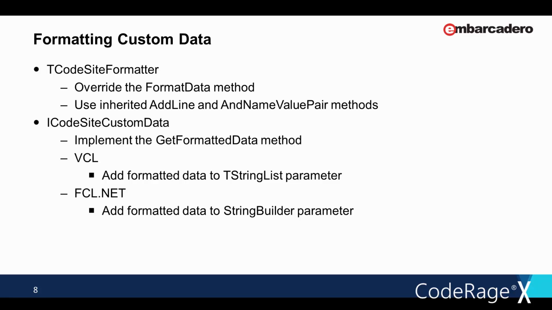And then for the interface implementation, there is a get formatted data method that, if you're in the VCL, gives you access to a string list parameter. If you're on .NET, you would be getting a string builder parameter for that.